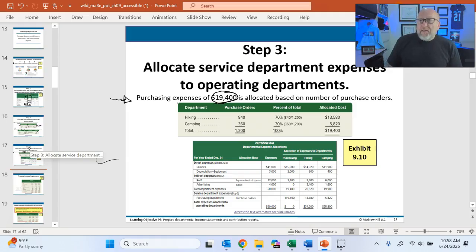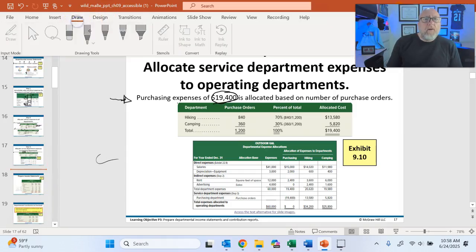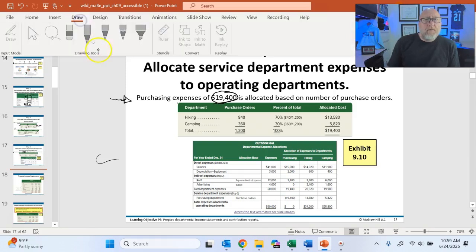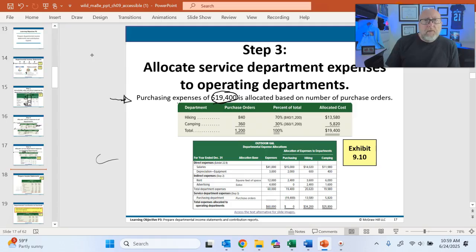we had 17,000. I guess, am I not allowed to draw over here? Let's draw. What? I can't draw. How am I not allowed to draw? This is crazy. What's going on? All right, fine, I won't draw.